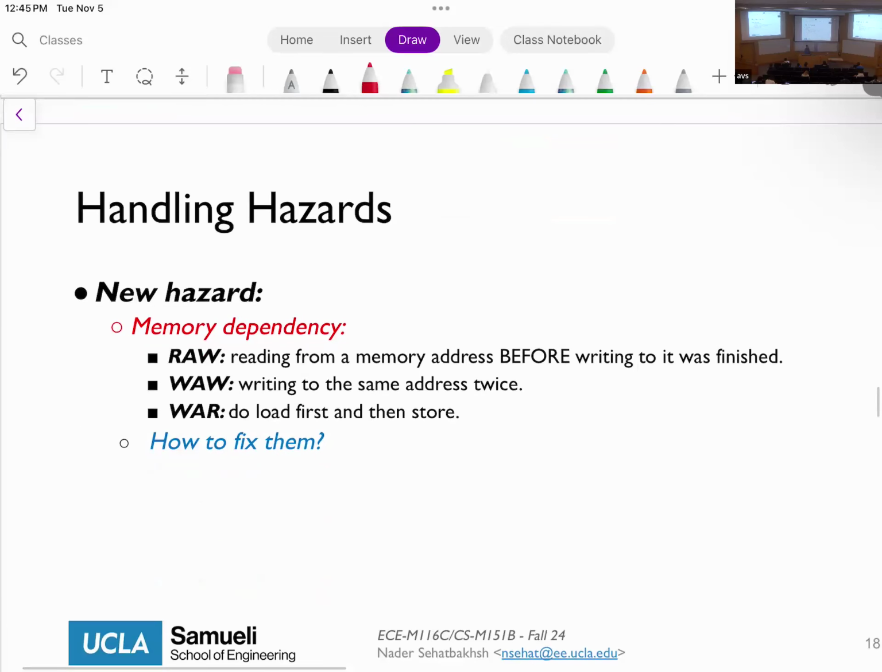Now the question is, does out-of-order execution create new hazards? And unfortunately, the answer to that is yes. A big hazard that is created by out-of-order execution is what we call memory hazards or memory dependencies. If you remember, we talked about RAW, write after write, and write after read for registers. But keep in mind that the same problem exists for memory, right? If I'm reading from an address before writing to that address has finished, we're going to have what we call a memory RAW data hazard, right?